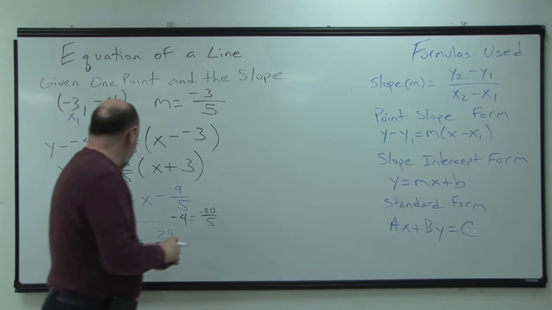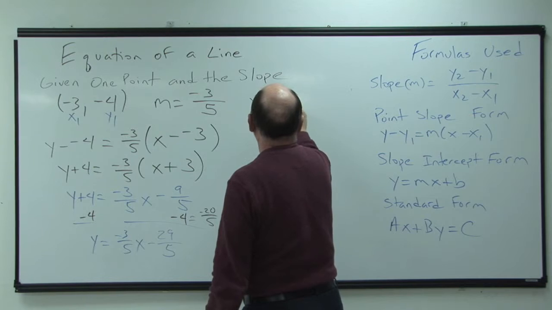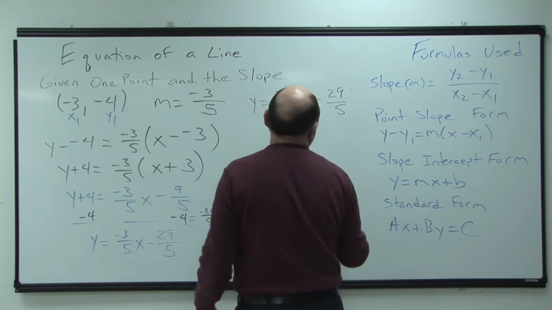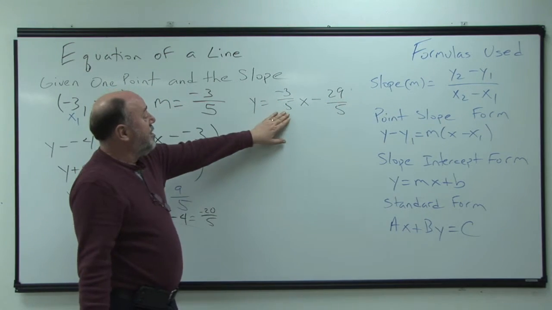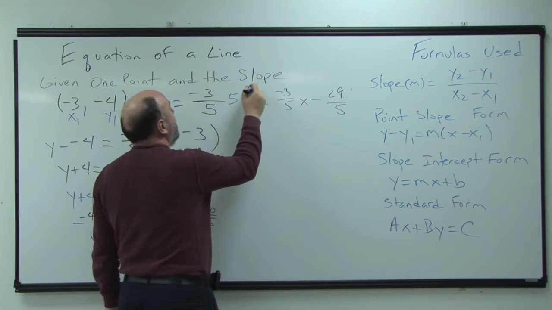And so lastly, we want to go from slope-intercept form to the standard form, and so let's bring that up here. So now we're going to go from this to this. So the first thing we want to do is get rid of our fractions, so we're going to multiply everything here by 5.